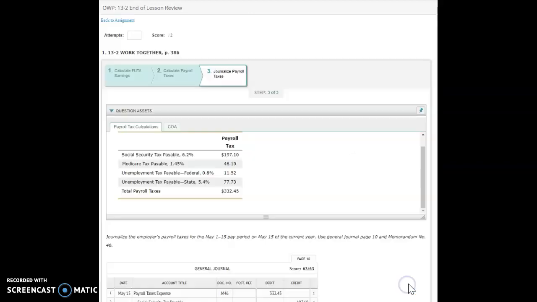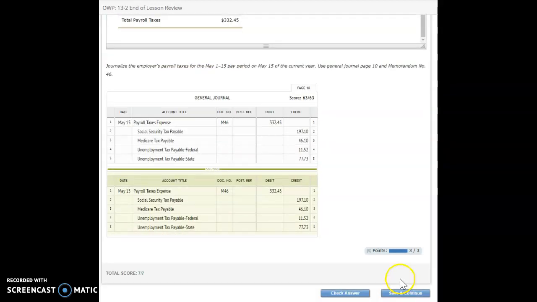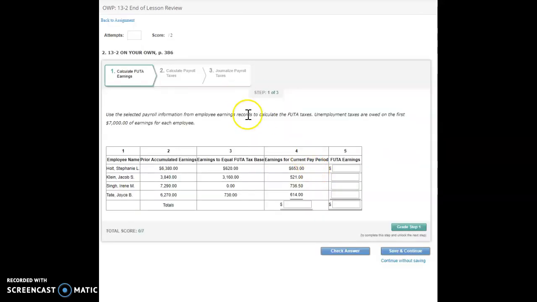So I'm going to grade final step. Okay, it looks like it's all good. Save and continue and begin the on your own.